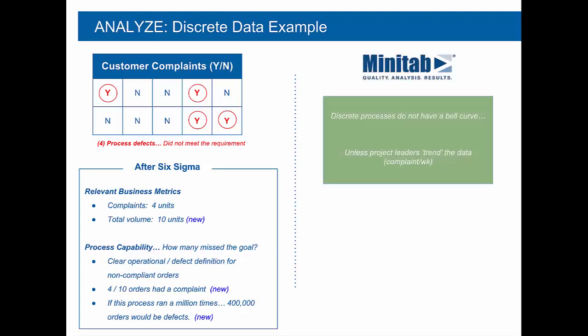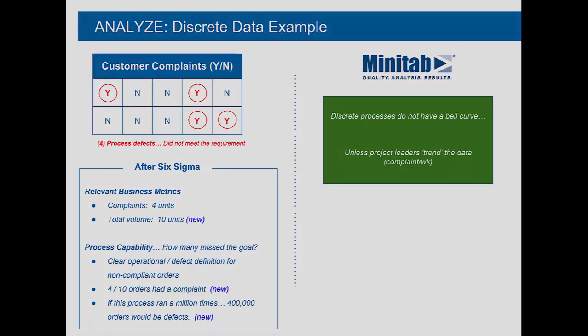For discrete data, know that a bell curve will not be generated. If we decide to trend this data, such as measuring complaints per week, for example, we would turn this into a continuous data set. However, Minitab is still able to measure the process capability for discrete data sets. In this case, the DPMO calculation is straightforward, and looking at the calculation results it gave us, we know this process is performing at 400K DPMO.